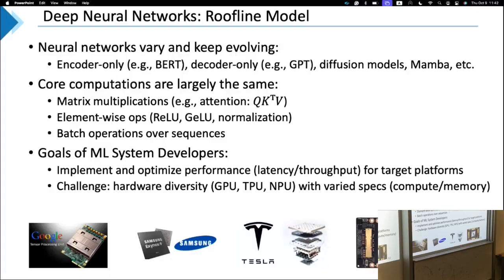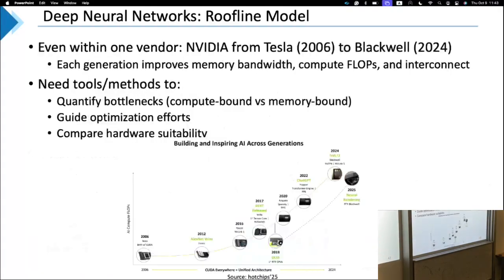And this challenge is not just for the wide range of hardware platforms. It is also there if you look at the evolution of GPU architecture over the past few decades. At the beginning we have the Tesla architecture. This is NVIDIA GPU. Later on they introduced different architectures like Fermi, and then the latest one is Blackwell. So they all have different specs. They all have different architectures.